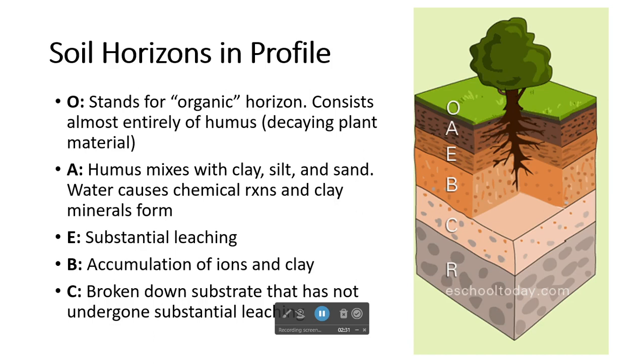Below that, you can have an E zone, or you might not, which is a zone of substantial leaching. And then following that below is the B horizon, which is where you're getting the accumulation of ions and clay. So that's really your zone of accumulation. And then finally, C is where you're getting this broken down substrate that has not undergone any substantial leaching. And then on this diagram here, R simply refers to the parent or the source material.